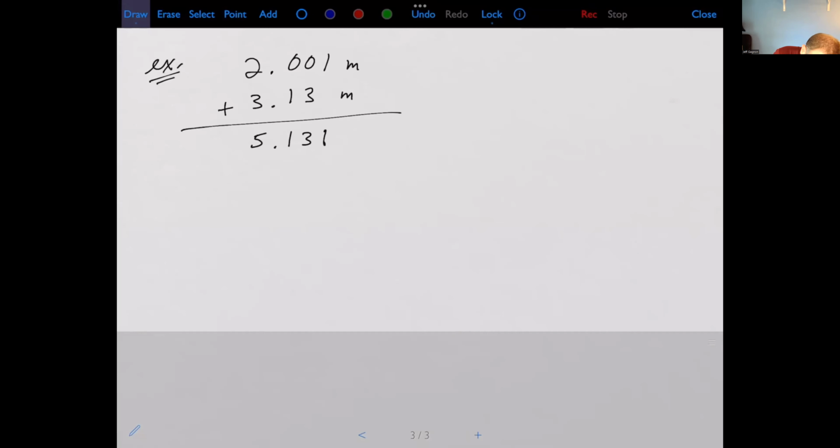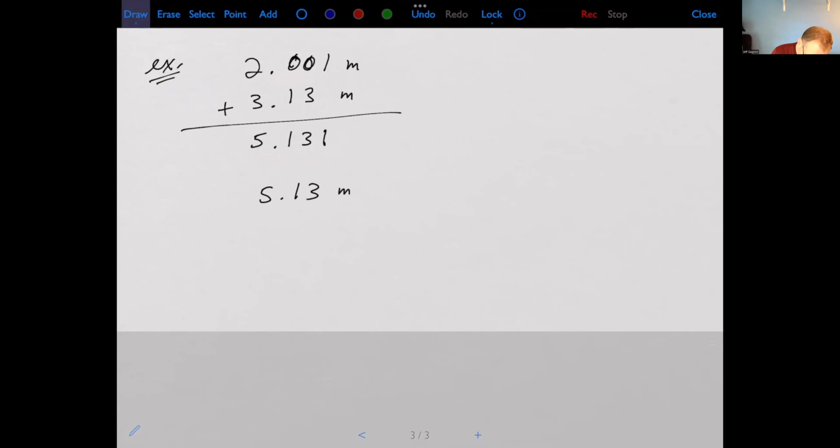So in this first number here, there's 3 decimal places. In the second number, there's 2 decimal places. So when I round this, I have to round this to 2 decimal places. So in this case, the answer would be 5.13 meters. Okay, so it really depends on the decimal places now. The smallest number of decimal places, that's what you want to round it to.